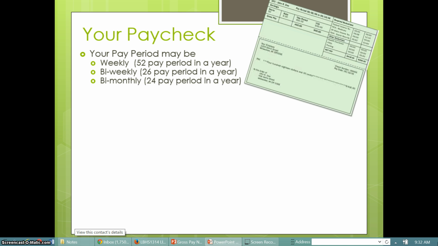Bi-monthly pay means bisecting that month, cutting it in half and getting paid twice a month, such as maybe May 1st and May 15th, which would then mean with 12 months in a year, you have 24 pay periods. And then finally, you could be paid monthly, getting paid once a month on a set date, giving you 12 pay periods in a year.